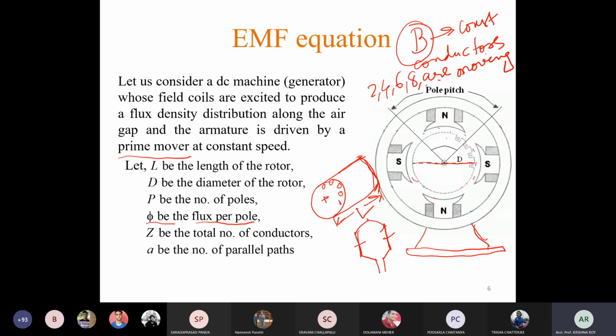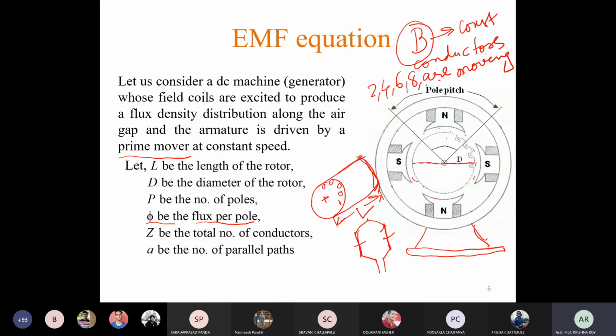Now A is the number of parallel paths. Now these coils are connected in different ways for different kinds of machines. Different kinds of machines means based on the application. In some cases we will require a higher current carrying capability, or we may require a higher voltage across the output terminals, that is the brushes.